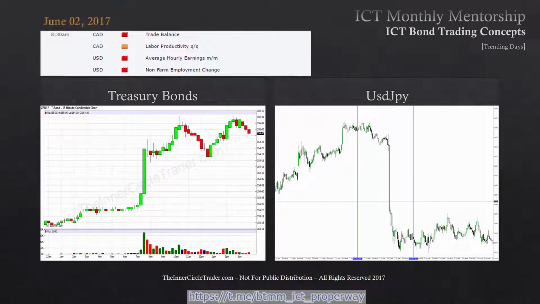Another example here for June 2nd, so the economic calendar here is the same. Treasury bond chart is the same. Now we can see also that the dollar yen also had an explosive move, but this time just in reverse terms. The dollar index was bearish. Foreign currencies is bullish, so that's going to be seen by way of a dollar yen decline.